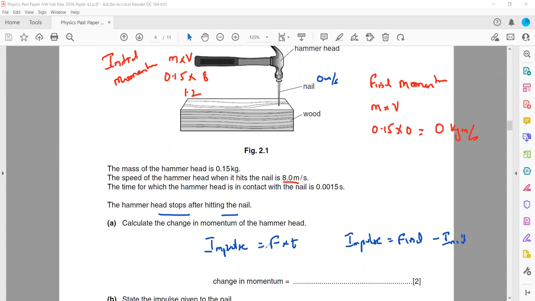We cannot use the formula impulse equals force times time because we don't know the force. So we use the formula final momentum minus initial momentum. The final is 0, so impulse equals 0 minus 1.2, which gives minus 1.2 Newton second, because impulse or change in momentum can be in Newton second or kilogram meter per second. It won't make a difference to the answer. Is it clear? Part A.